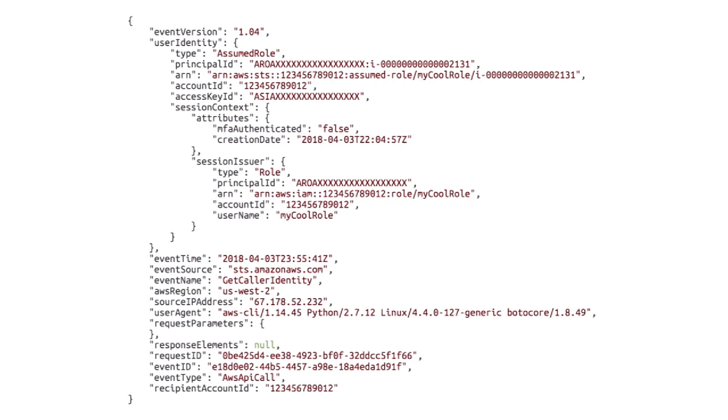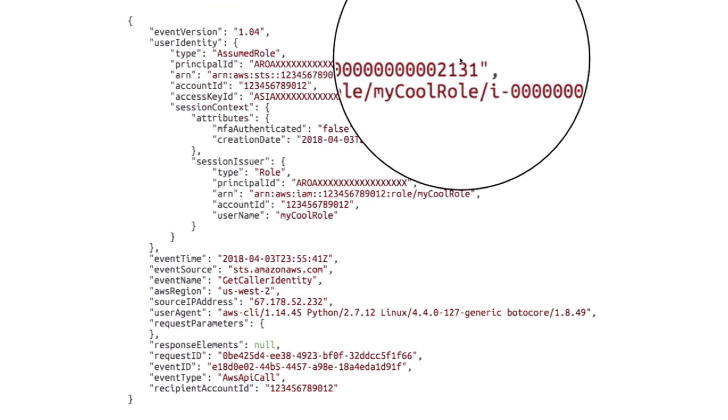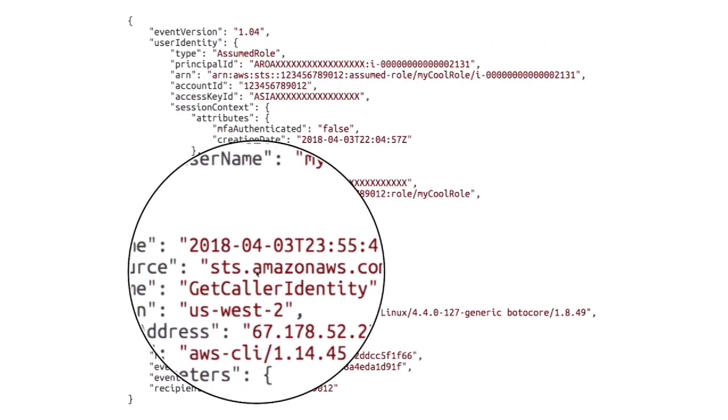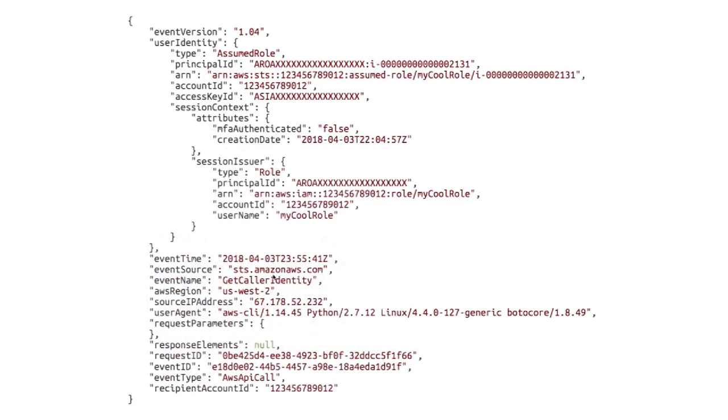And eventually you might come across something that should look familiar by now. It's my cool role, the instance ID that we're used to. The event name is getCallerIdentity, which is probably suspicious in itself. If you aren't familiar with AWS, getCallerIdentity is similar to who am I on a Linux machine. There's no real good reason to call this in your account.